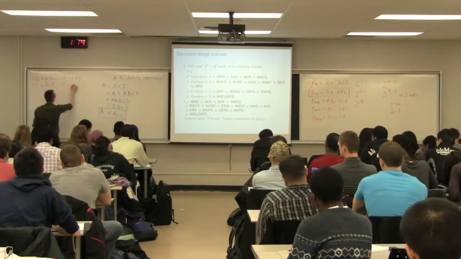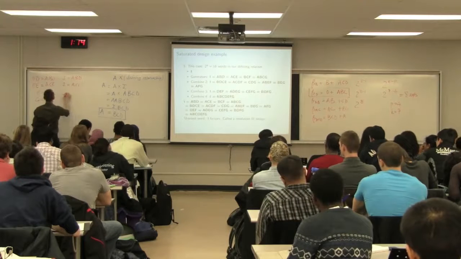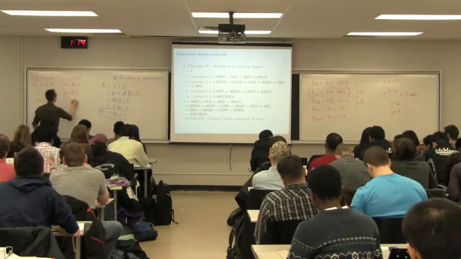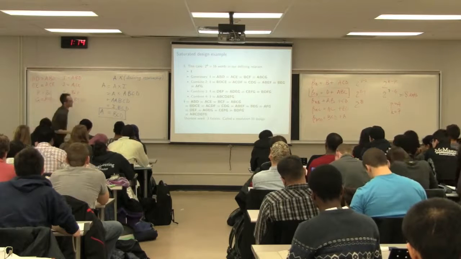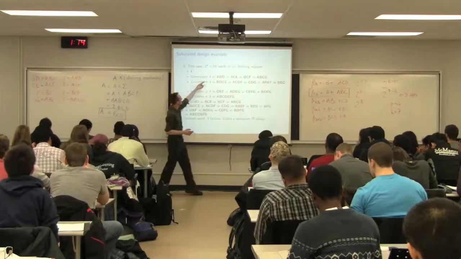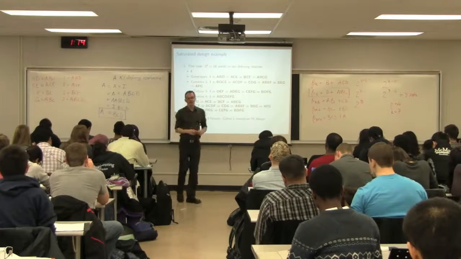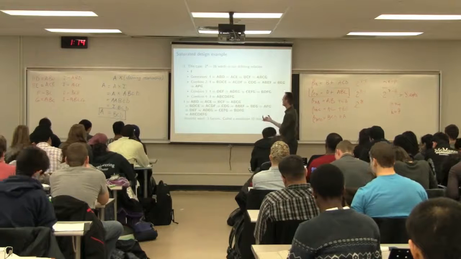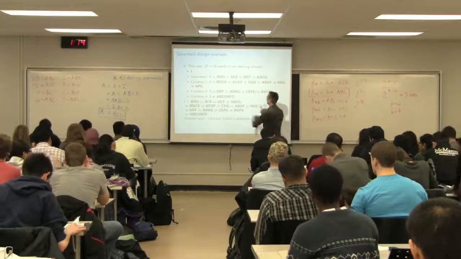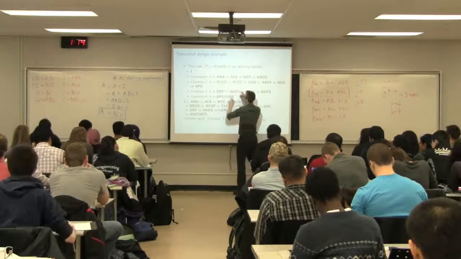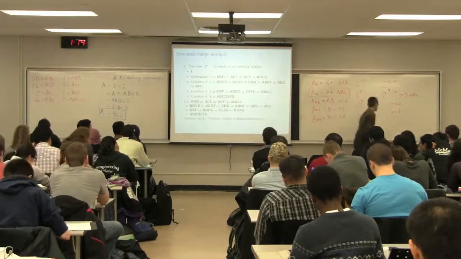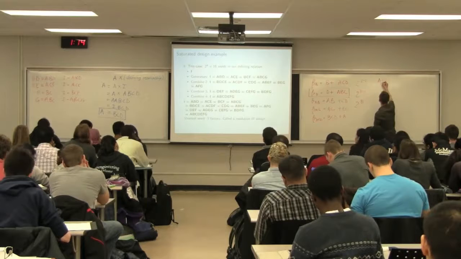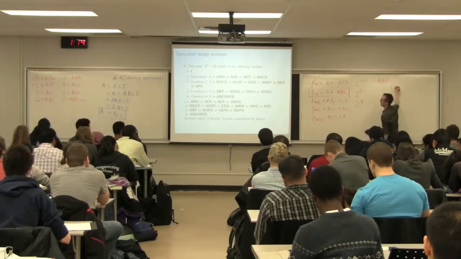So I is equal to ACE. I is equal to BCF. And I is equal to ABCG. So there are my 4 generators. It says take the product of all combinations of your generators. Well, let's take the product of 2 of them at a time. So I can take the ABD multiplied by ACE. That's my first combination. So ABD multiplied by ACE.